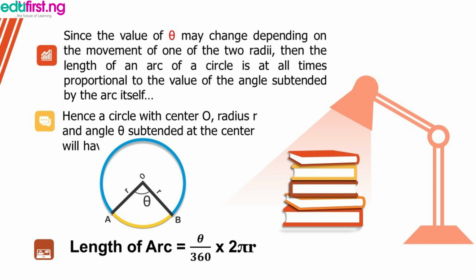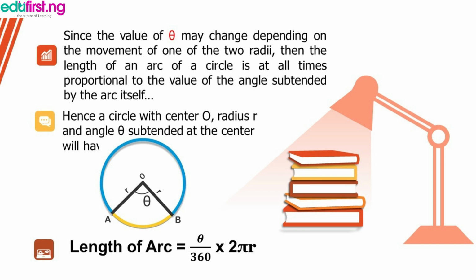In simple terms, when theta increases, the length of the arc also increases. So the bigger the angle, the longer the length of the arc. So I want you to take note of that. It's very important. Hence, a circle with center O, radius r, and angle theta subtended at the center will have length of arc equal to theta over 360 multiplied by 2 pi r.